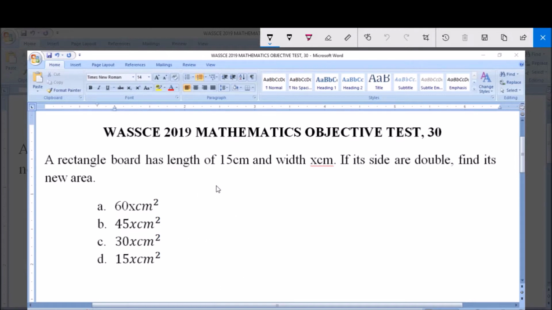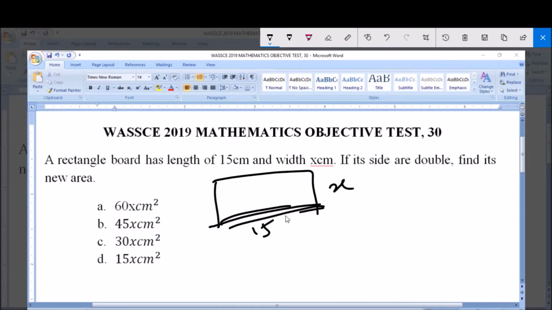Now this is a rectangular board. It says the length is 15 and the width is x. Now the formula for finding the area of a rectangle is length times breadth. So if they are doubled, this one becomes 15 times 2, which is 30. This one becomes x times 2, which is 2x.